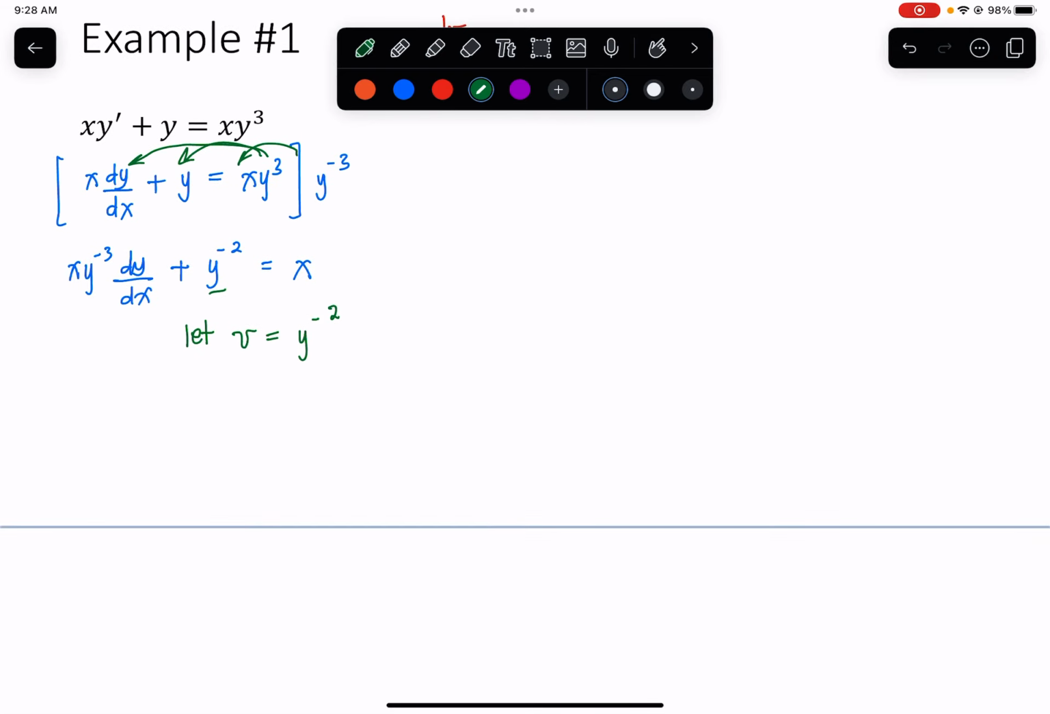Afterwards, we have introduced a new dependent variable v here, and of course we have the old dependent variable, which is y. Then we're going to differentiate both sides with respect to x. Differentiating v with respect to x leads to dv over dx. Then for the derivative of y with respect to x, we differentiate y first using the power rule, that would make it negative 2 times y raised to negative 2 minus 1, that would be negative 3, then times the derivative of y with respect to x. Now, as you can see here, this portion is the same as this.